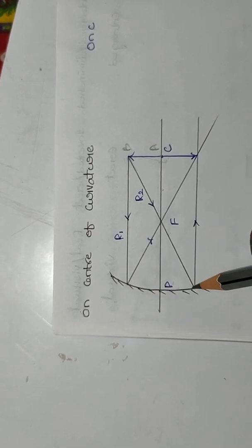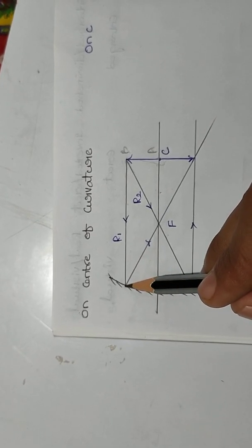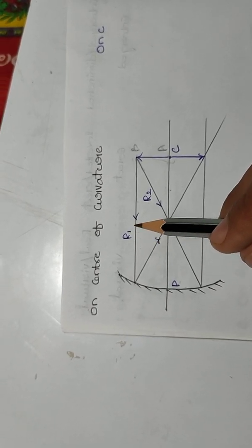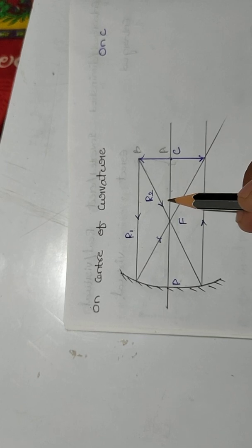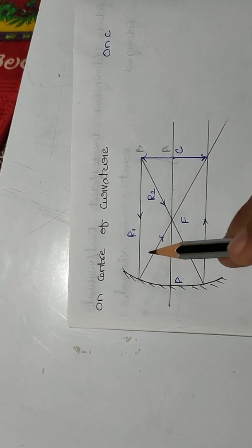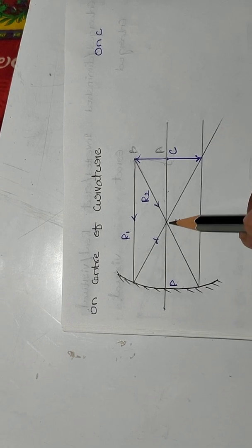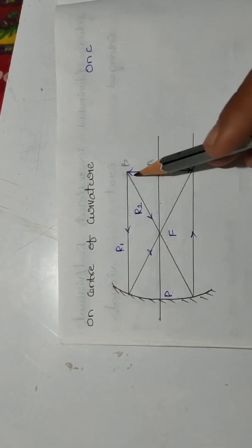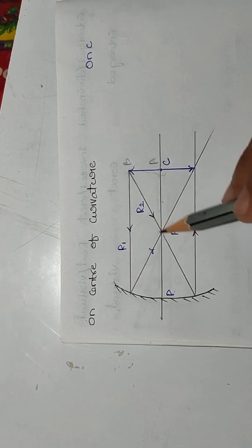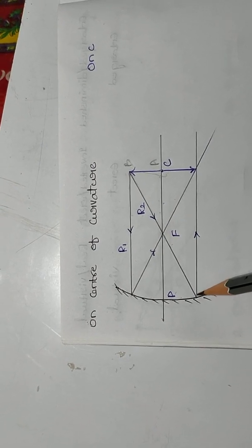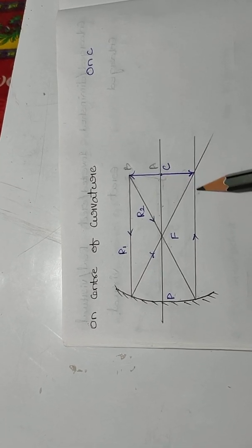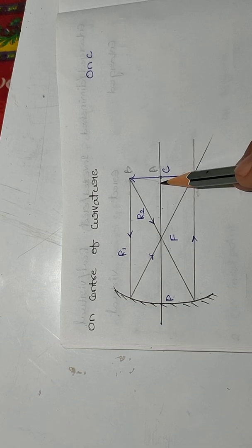They are striking the mirror at this point. Now I draw the reflected rays. The incident ray which is parallel to the principal axis, the reflected ray would pass through the focal point. And the incident ray which is directly passing through the focal point, the reflected ray would be parallel to the principal axis.